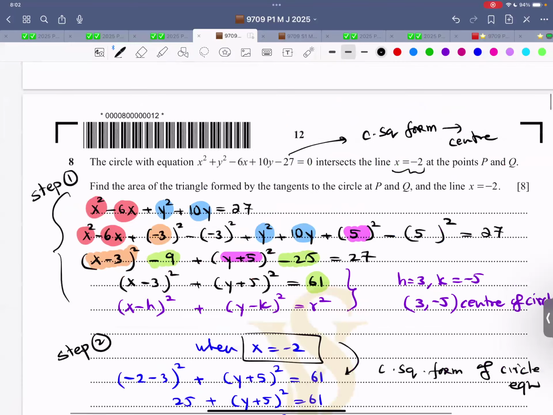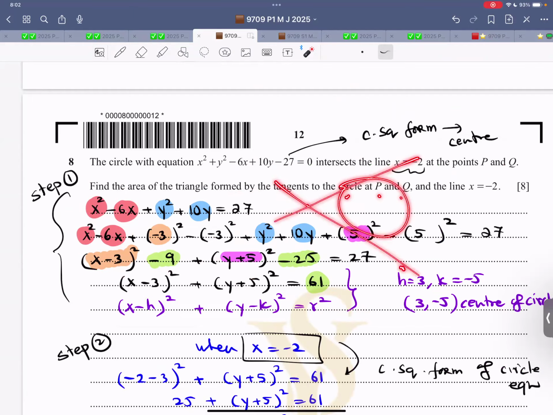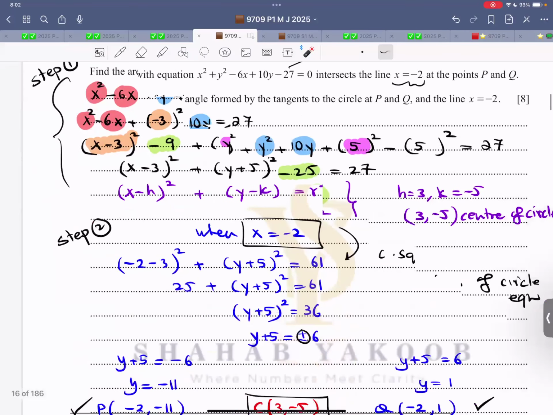They are asking area of triangle formed by the tangents to the circle at P and Q. There is a circle. There will be two tangents. They will be meeting over here. And this is the triangle that's formed. So conceptualize. This question is for A star people or maximum A people. Not everyone will be able to do it.